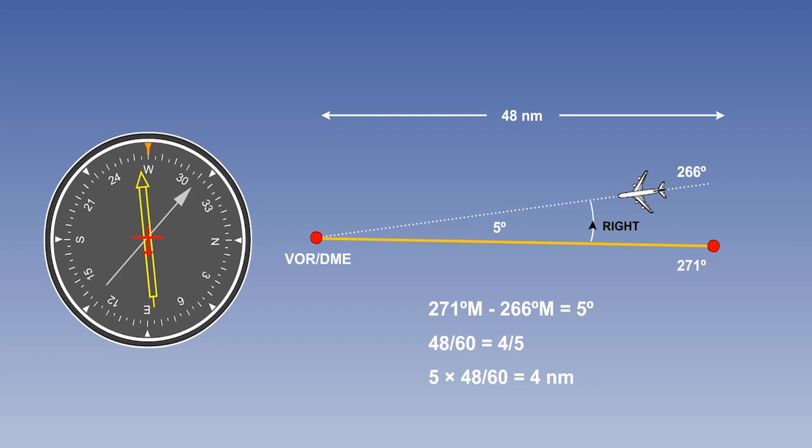This could be important. Most airways are 10 miles wide, extending 5 miles each side of the centerline. At 4 miles, you are still inside the airway. When tracking VORs, it is your responsibility to stay within the airway, and you will use these types of calculation in your IFR training.